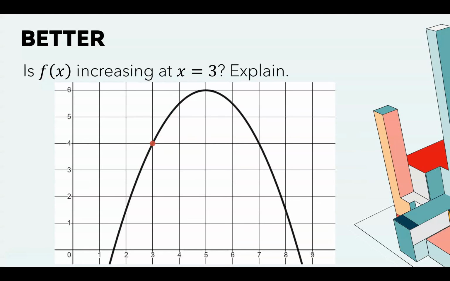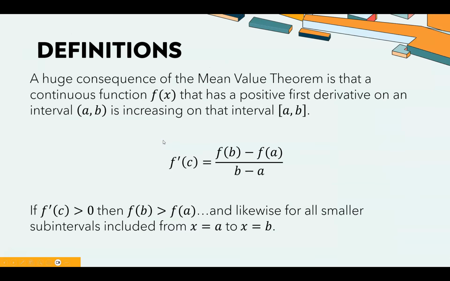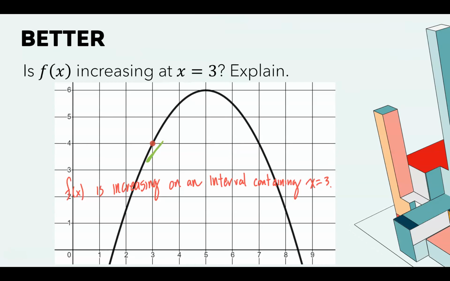So the more precise way to say that is, well, while f isn't increasing at x equals 3, f is increasing on an interval containing x equals 3. That seems pretty unsatisfying because it doesn't say which interval, but you're allowed to say this, kind of like when you're doing a limit and you're getting arbitrarily close to an input, some interval near x equals 3, a little bit less and a little bit more, f increases on that interval.